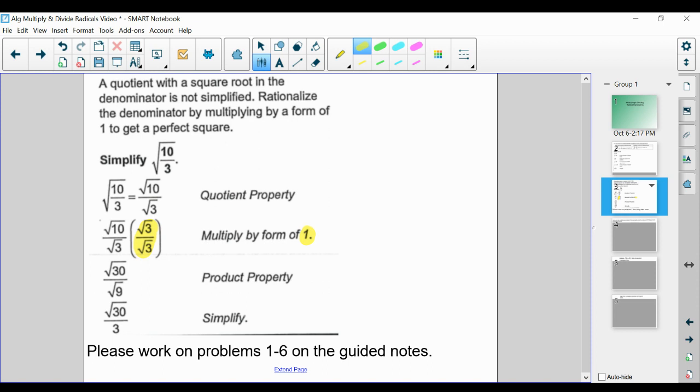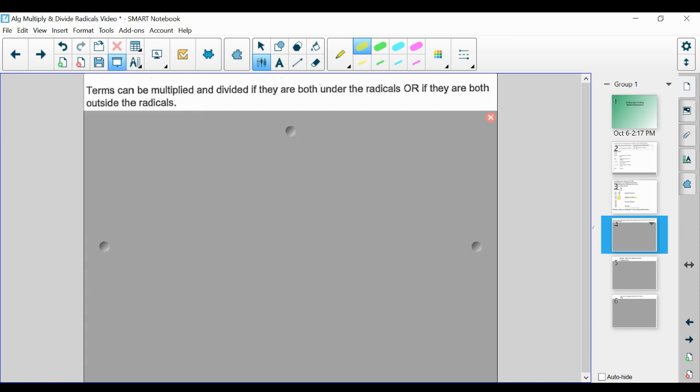With this, please work on problems 1 through 6 on the guided notes and resume when you're ready to move forward. All right, so now we're looking on the back side of your guided notes. So we have terms can be multiplied and divided if they are both under the radicals or if they are both outside the radicals.